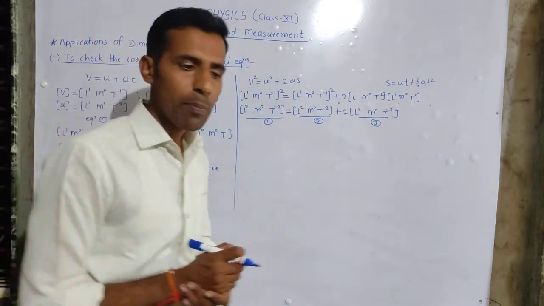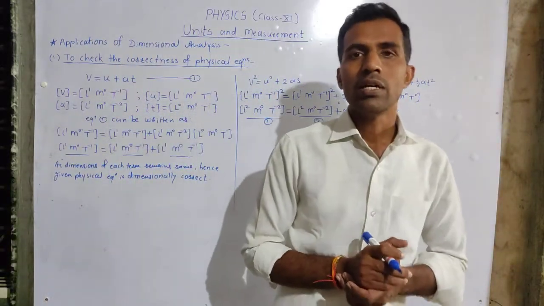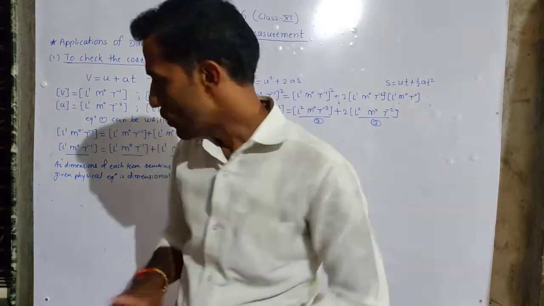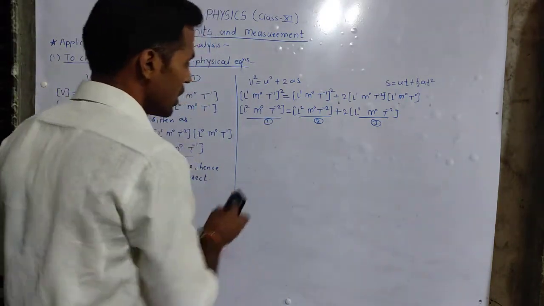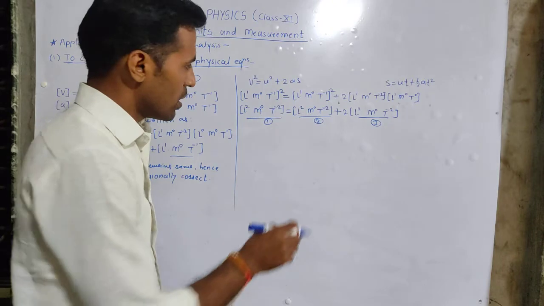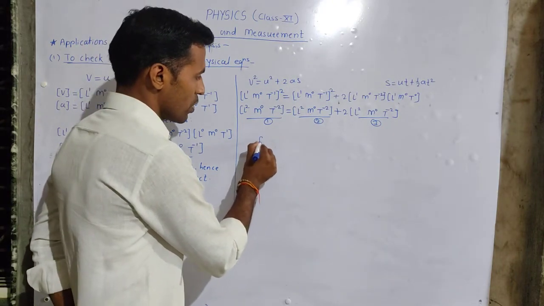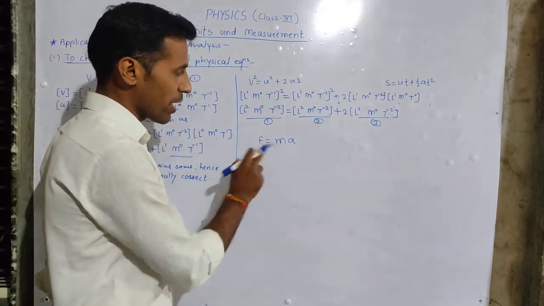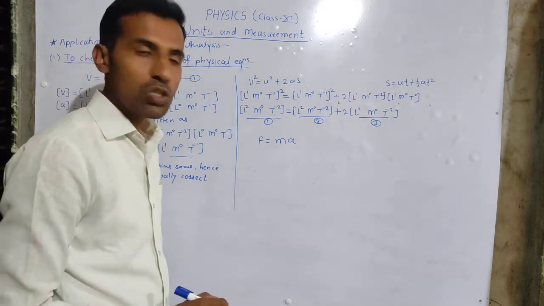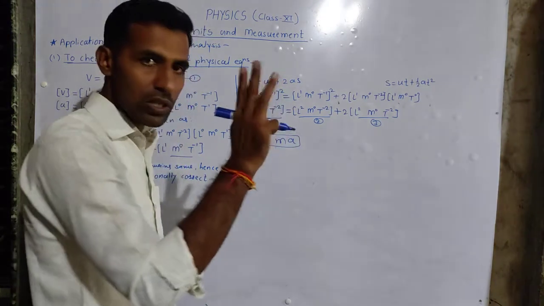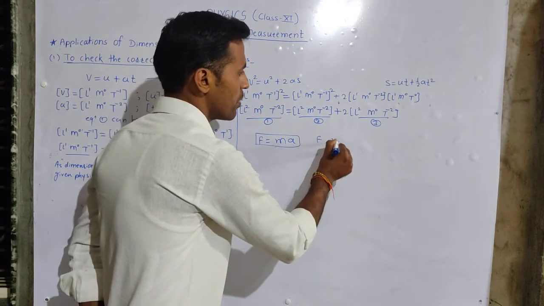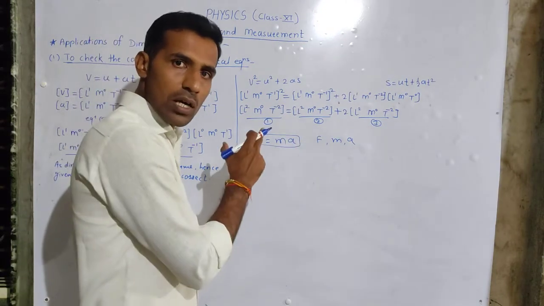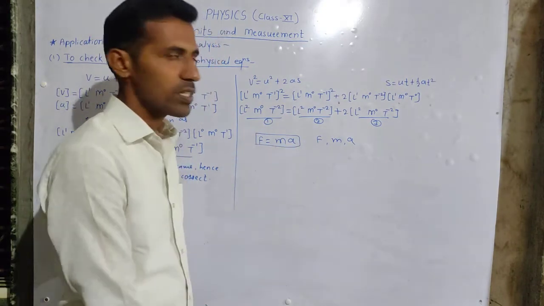Also, there is another application, another use of dimensional analysis, that is to establish the relationship between related physical quantities. How is it seen? Let's see. Suppose force is given by mass into acceleration. We know that force is given by the product of mass and acceleration. So the formula of force consists of three terms: force, mass, and acceleration. And we know this equation very well, that force is equal to the product of mass and acceleration.